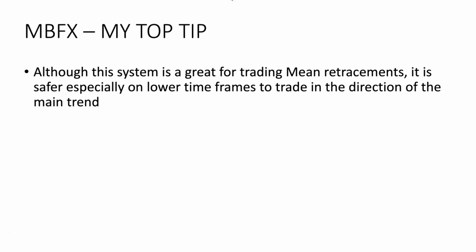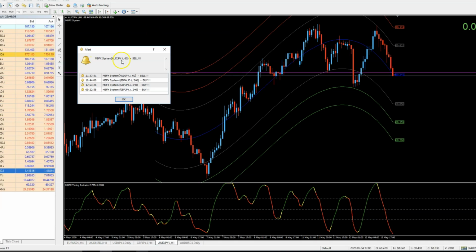Okay, let's go back to the MT4 platform. Like I said, this is the MBFX system with the alerts asking us to sell USD JPY. You can see AUD JPY on the 60-minute chart, the 1 hour chart, giving us a sell signal. That would have been a very profitable signal.